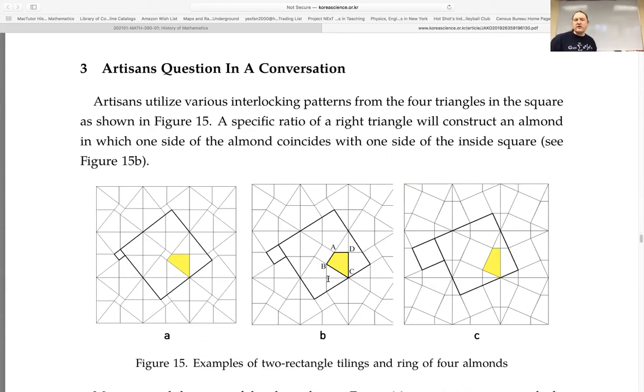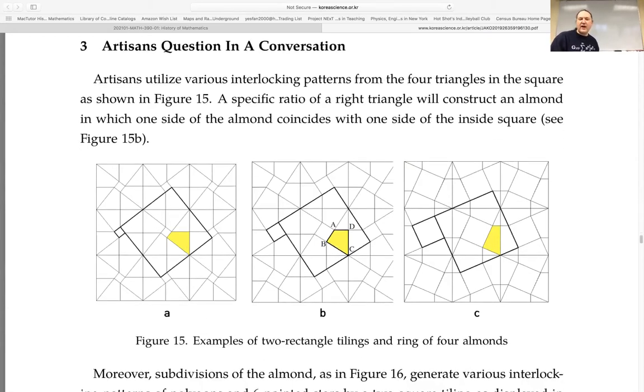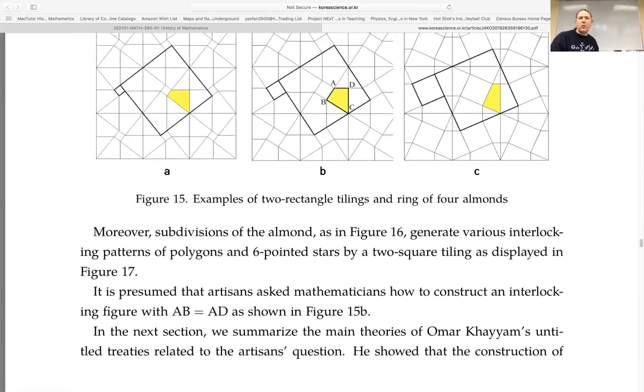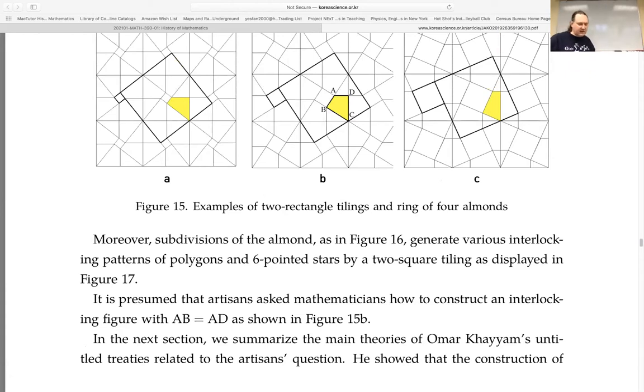So there's a question that was asked to Khayyami, being a mathematician, saying, okay, if the artists come to Khayyami and say, we want to make these patterns because they're prettier, this looks a little weird, this looks a little weird, this looks just right. So tell us how to make these patterns. What ratios do we need to use in order to make these patterns? What angles do we need? And so that's what Khayyami was motivated to look at.